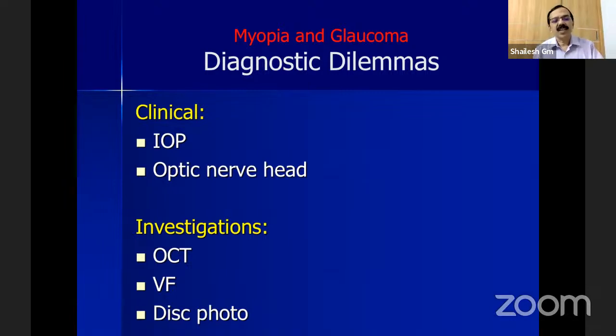Clinically, we have to just measure the IOP at various points of time, not only at one time: morning, afternoon, evening, whenever it's permissible, to have consistent IOP values so that we know whether there are any diurnal variations or not. Optic nerve head evaluation brings some challenges which I will explain later. Investigational challenges are there in terms of OCT of the optic nerve, visual field evaluation, and disc photos.